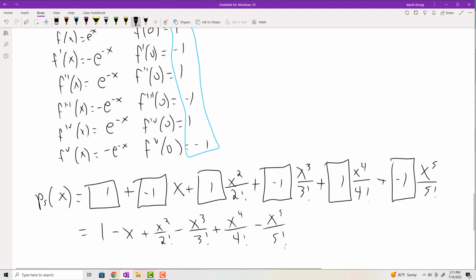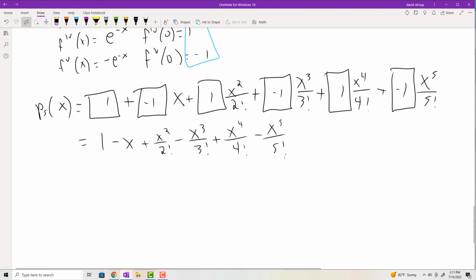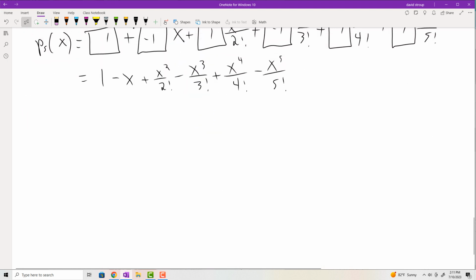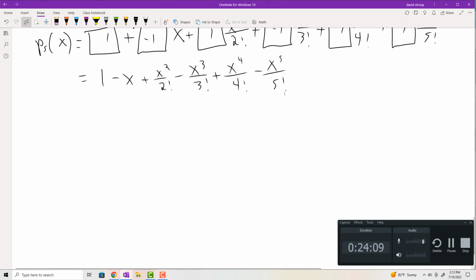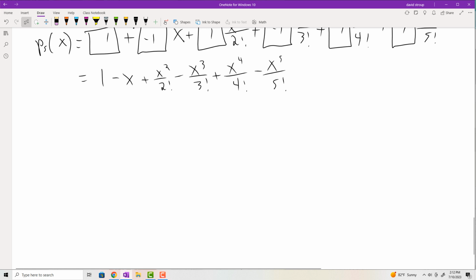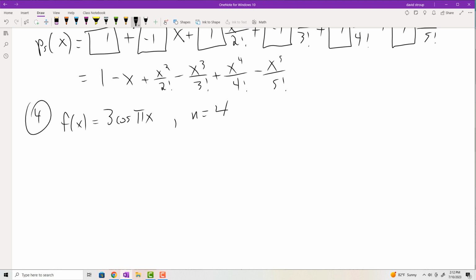Okay, let's try another one. Yeah, sure. Let's do another one. So this is number 4 in the homework. So f of x equals 3 cosine of pi x, and we want a 4th degree approximation.